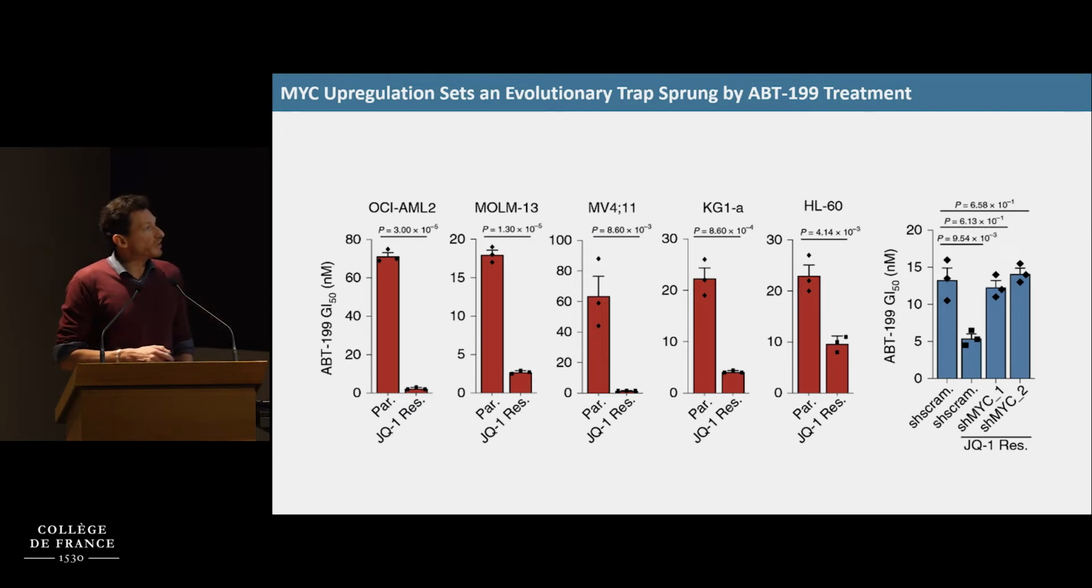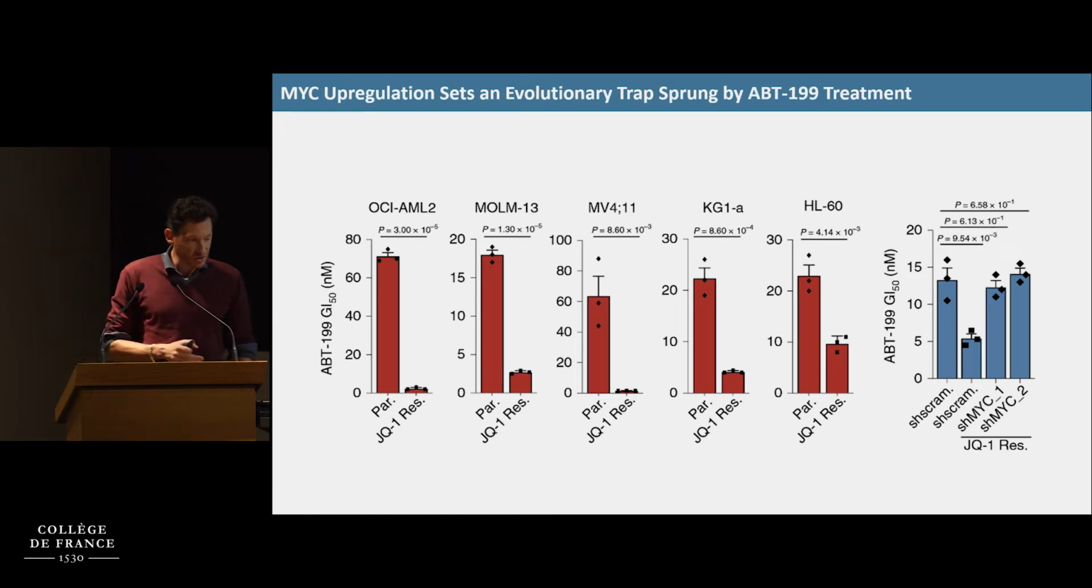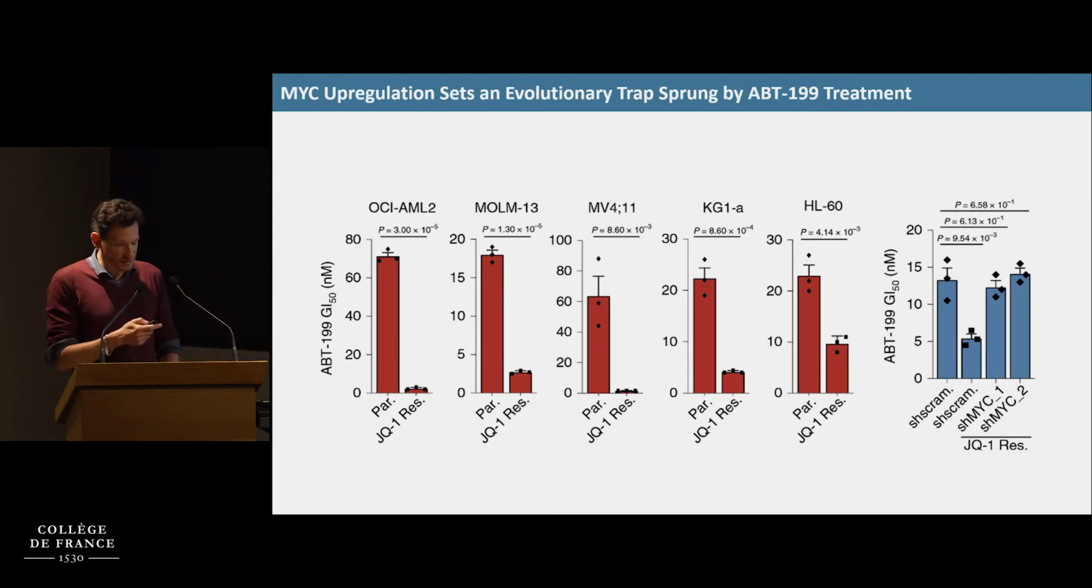To make sure that this effect was truly MYC dependent, we then suppressed MYC expression using 2 different shRNAs in our JQ1 resistant cells and found that this completely abolished the hypersensitivity observed to ABT-199 treatment. So this suggests that MYC upregulation is indeed an evolutionary trap that could be sprung by the ABT-199 treatment.